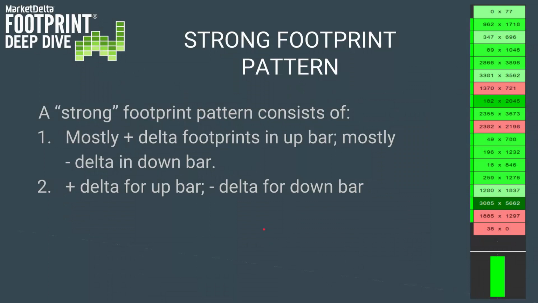All right, so now we're going to take that same concept and move into a footprint. What does this pattern look like on a footprint?